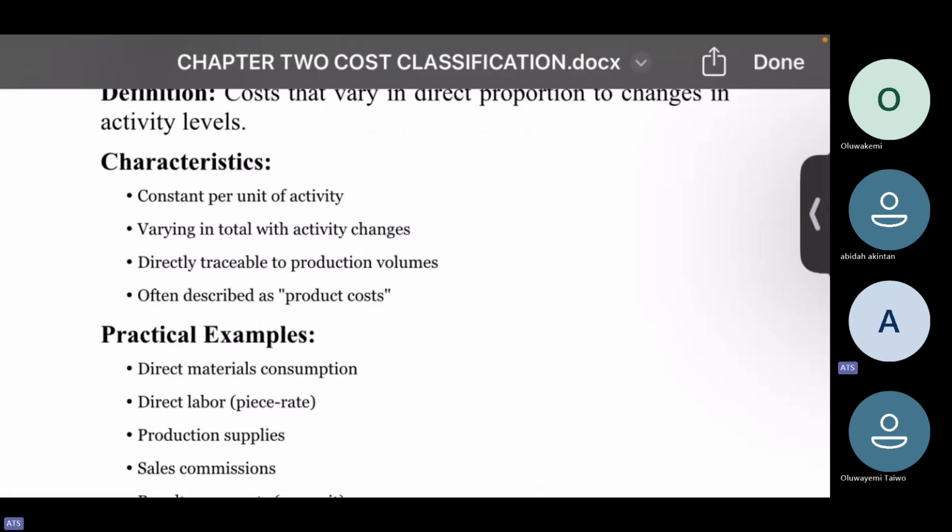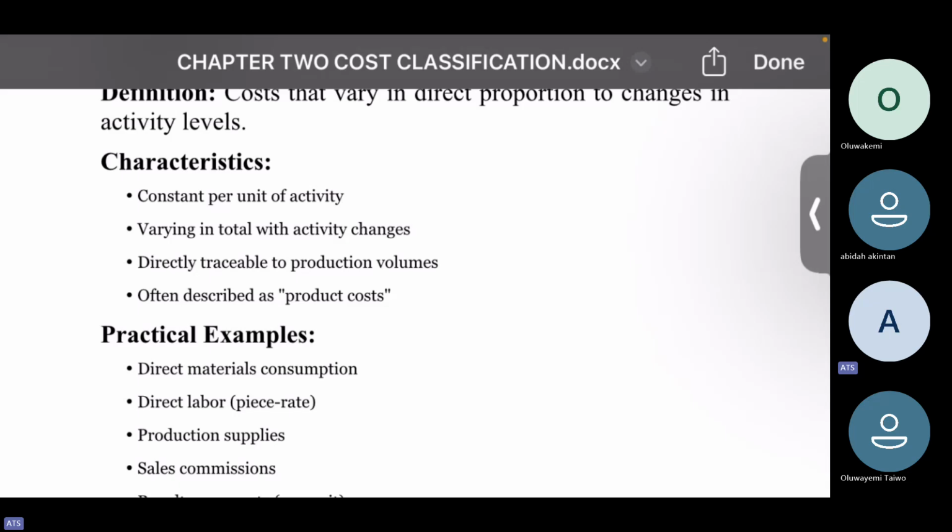Now let's talk about the characteristics of variable costs. They are constant per unit of activity, as I have explained. So each of them would remain that amount that it used to produce one. But when you combine the amounts that you're producing based on the activity levels, they will change. So if, for instance, you buy pens at 50 naira each and sell them at 100 naira, that 50 naira is constant for each one. But when you buy 10, the amount you spend will be different from when you buy 20 or when you buy 30. Do you understand? So that's how variable cost works.